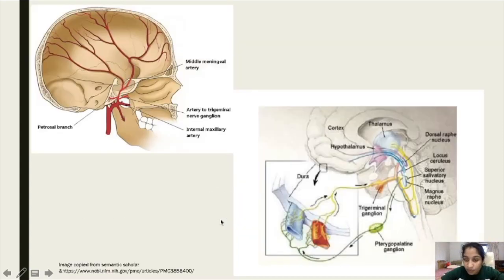From here, this is the meningeal artery. From here, the input goes through the trigeminal ganglion. From there, through another tract, it goes via the brainstem to the thalamus, and here you can see the modulation input from the dorsal raphe nucleus, the nociceptive pain receptors, and it will again go to the thalamus. So from meningeal vessels, trigeminal ganglion, and from there to the brainstem, and then to the thalamus. So that is the pathway.